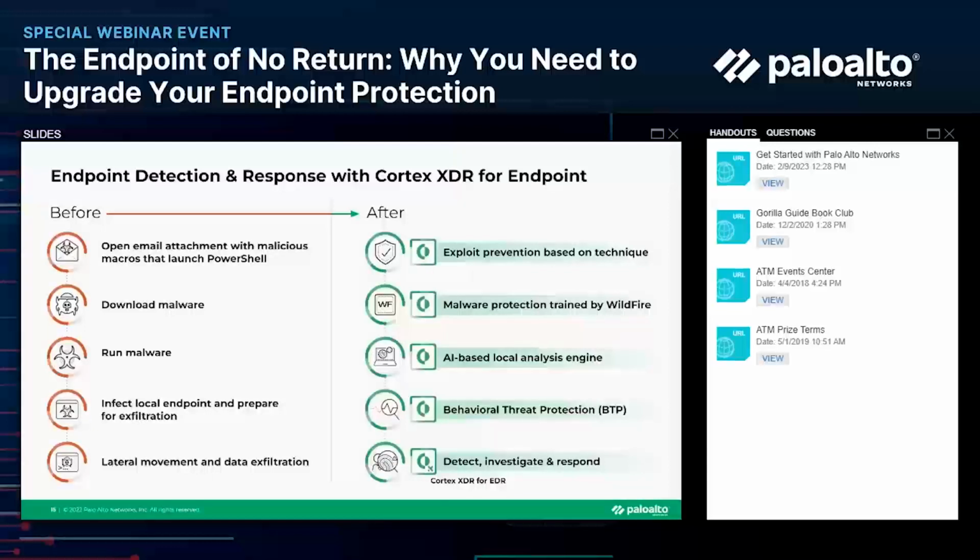Now let's walk through the same scenario and how it plays out if the business has an EDR solution in place like Cortex XDR for endpoint. So the Cortex XDR agent will prevent the exploit, malware, and malicious behaviors automatically right at the endpoint. The Cortex XDR agent collects rich endpoint data for analytics and investigation, and is then able to quickly determine root cause and quarantine those affected endpoints.